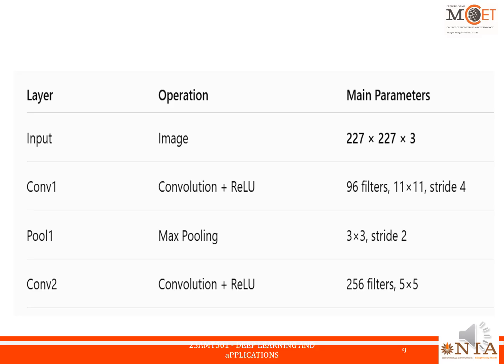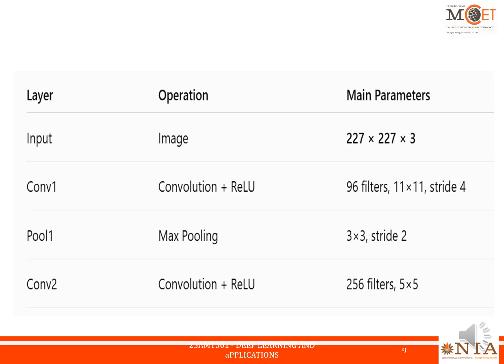In convolution layer 1, we apply the ReLU activation function to extract the features in the input image. We use 96 filters of size 11 cross 11 with stride 4. After that it is passed to pooling layer 1, where max pooling takes place, 3 cross 3 with stride 2. In that matrix, max pooling extracts the maximum value. Then it is passed to convolution layer 2.